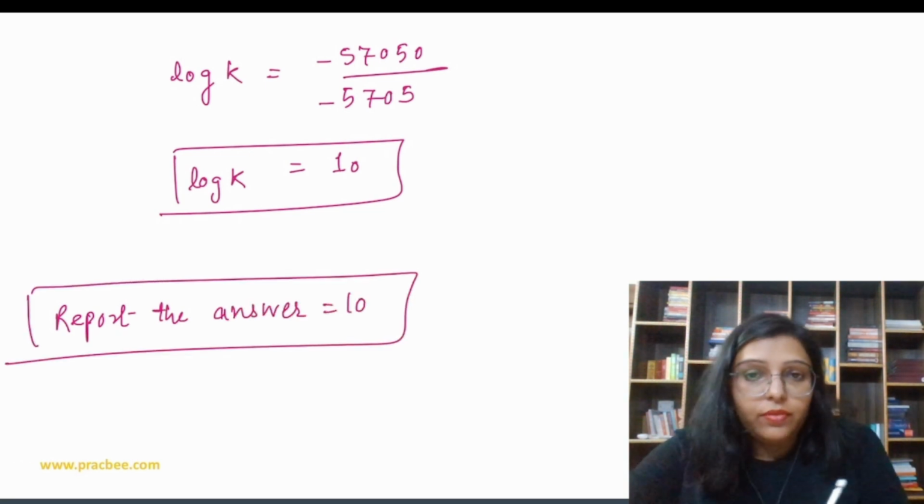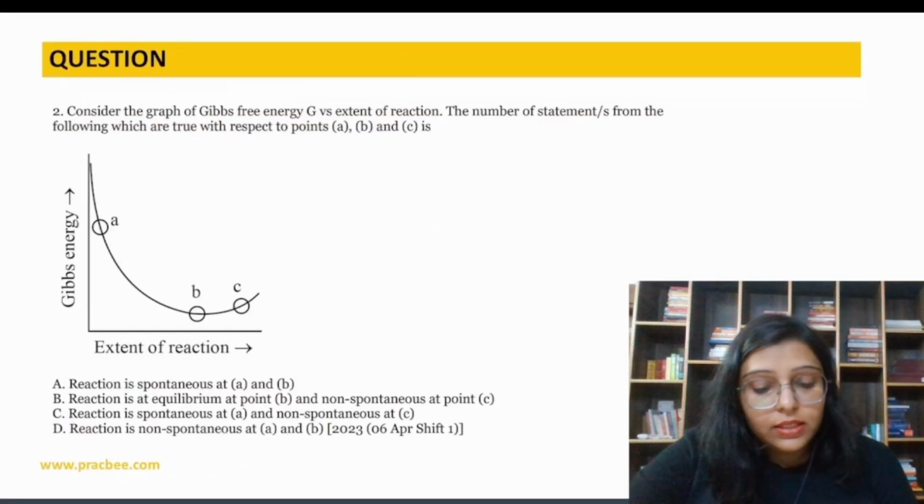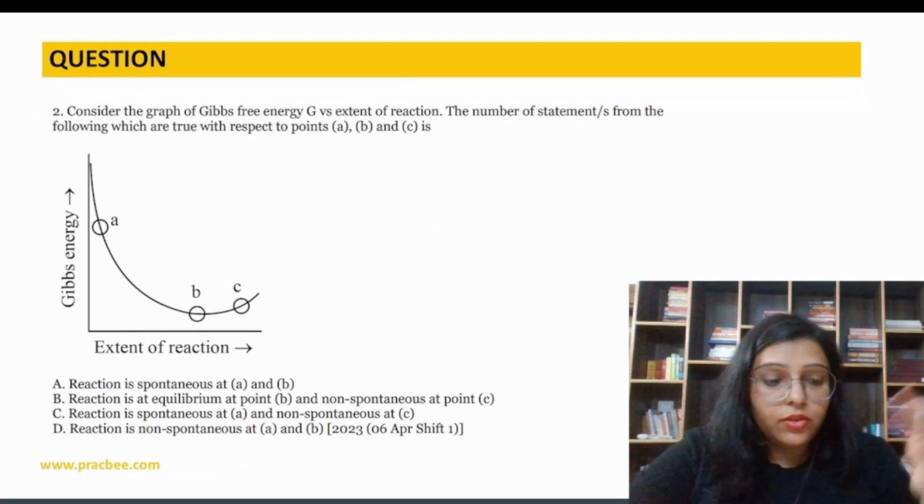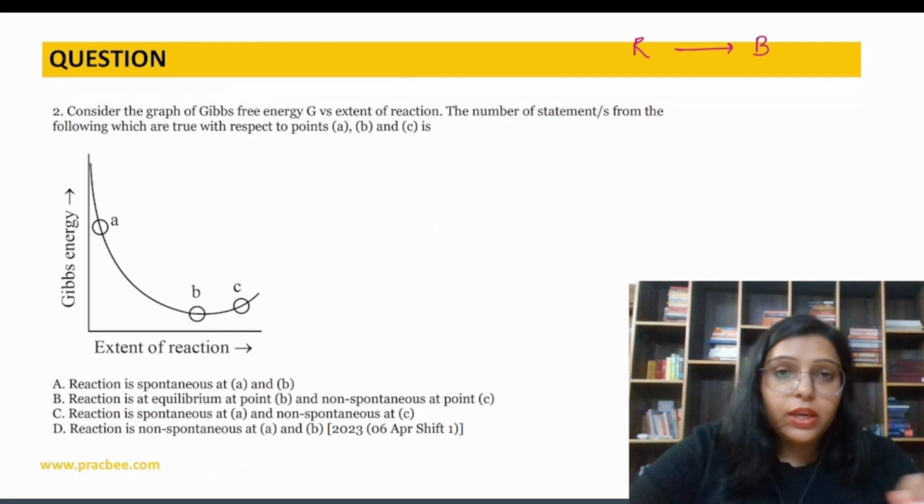Okay. Fine. Now let's do the next question. Consider the graph of Gibbs free energy versus the extent of reaction. Extent of reaction means how reactants are converted to product. The question: the number of statements from the following which are true with respect to points A, B and C is.